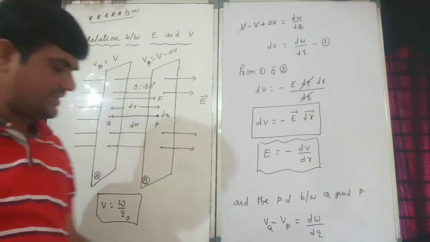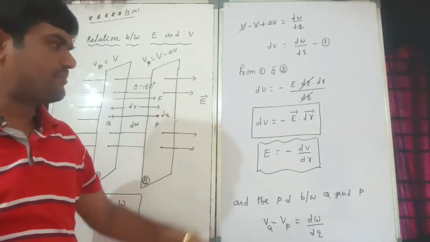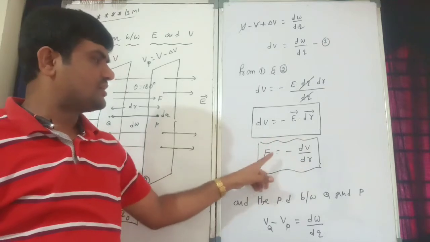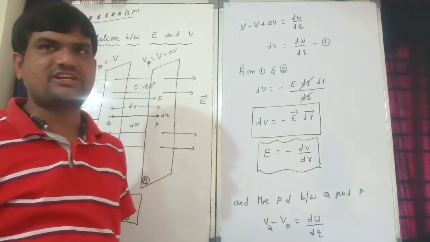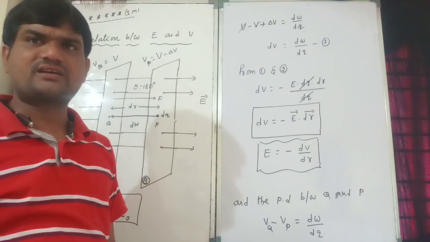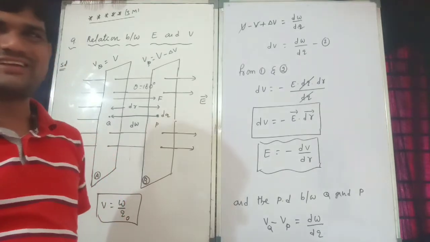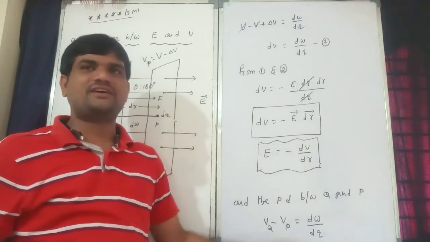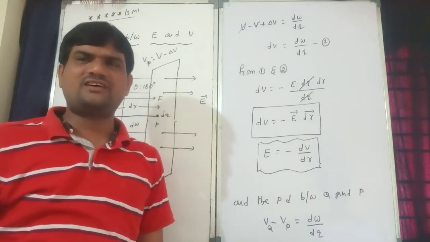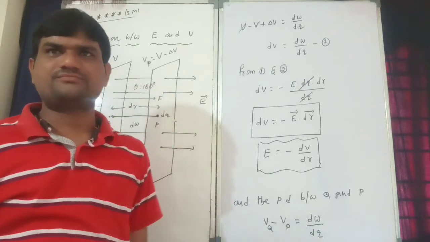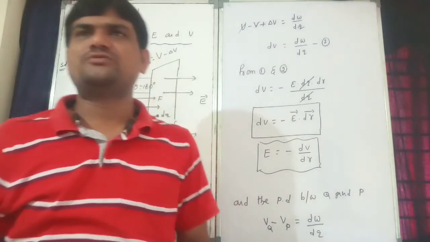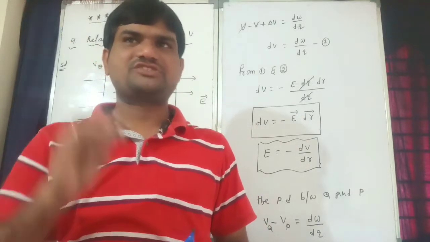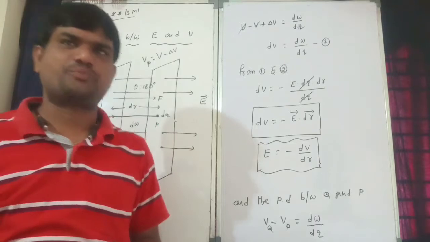But most important, remember what that is: the relation is between electric field and potential, not potential energy. E is equal to minus dV by dr. Understood everybody? Easy, na? So the third derivation. Three questions I have given till now. The three questions are very important. Still three derivations are there on potential related topics.